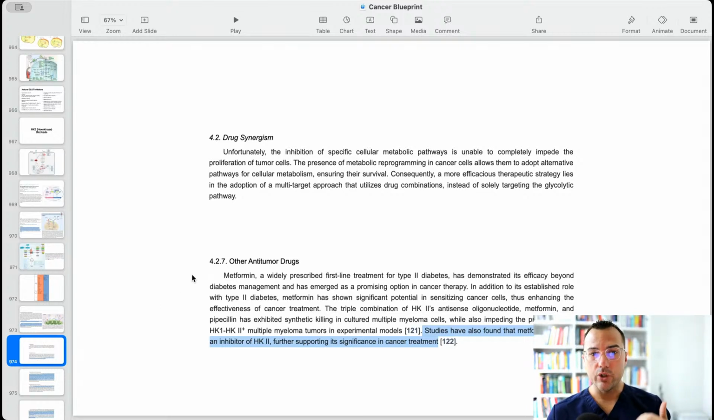So, other anti-tumor drugs, and I particularly highlighted here that studies have also found that metformin acts as an inhibitor of hexokinase 2, further supporting its significance in cancer treatment. So not only does metformin have effects at lowering blood glucose, enhancing AMPK, and particularly shutting down at least one of the pseudohypoxic states within the body, we've also looked at it blocking part of the glutaminolysis pathway with the SLC7A11 glutamate cysteine antiporter, and helping to diminish the glutathione that's being made within cancer cells. Well, now we're seeing that it has another role at inhibiting hexokinase 2 as well.